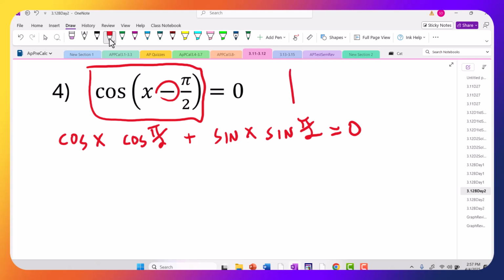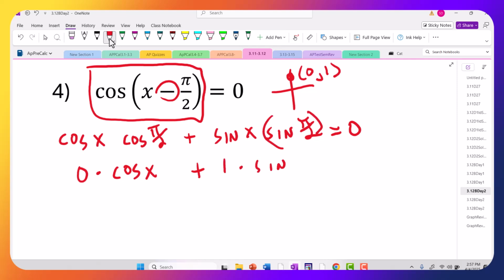And then what's sine and cosine of pi over 2? Well, cosine is 0. I'm going to move that using the commutative property. That is a property. And then this is 1. This is nothing. So you basically have sine of x equals 0, and you may proceed. This is the first way I would have done this.